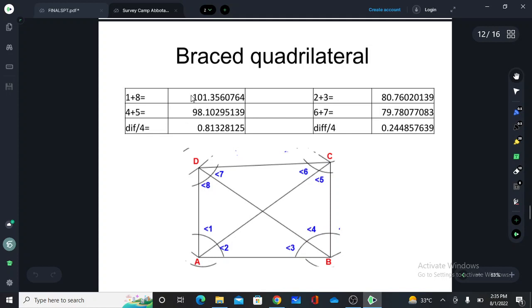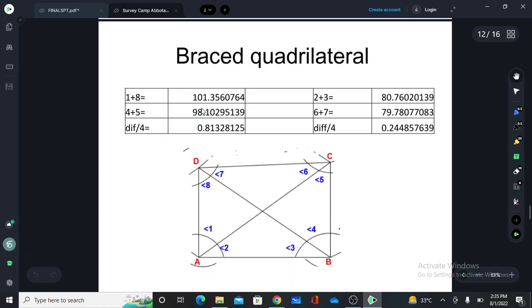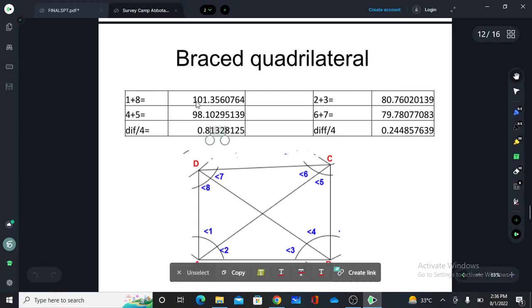You see angle 1 plus 8 are giving you more value and angle 4 plus 5 are giving you lesser value. So in angle 1 we will subtract 0.813, in angle 8 we will subtract 0.813, and in angle 4 we will add 0.813, and in angle 5 we will add 0.813. So once you have applied the correction, both summations will have the same value. 1 plus 8 will give you the same value as 4 plus 5.